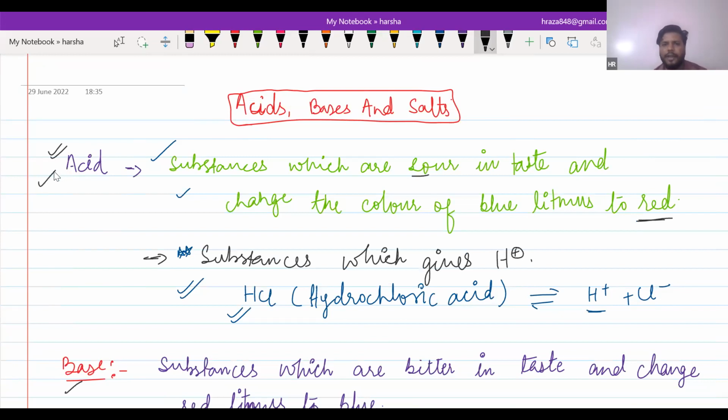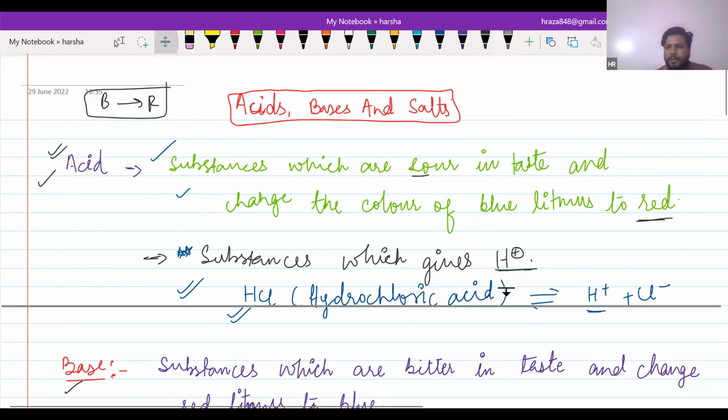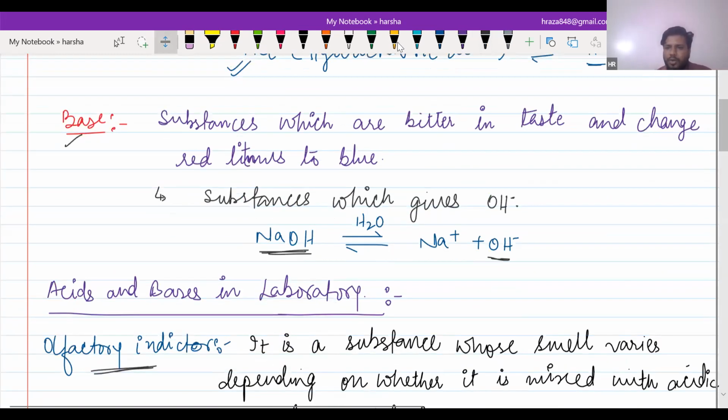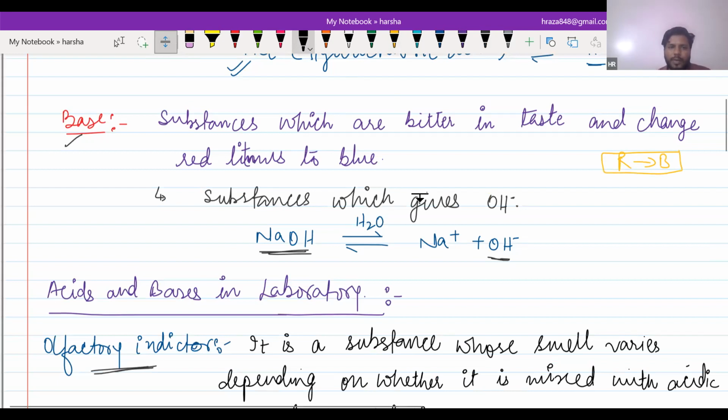See, what is acid? Any substance which is sour in taste and changes blue litmus to red is called an acid. Another definition that you will study later is that any substance which gives H plus is an acid. What about base? A base is a substance which is bitter in taste and changes red litmus to blue. And a substance which gives OH minus is called a base.